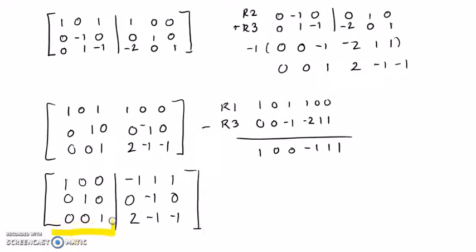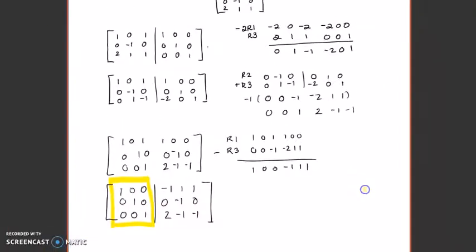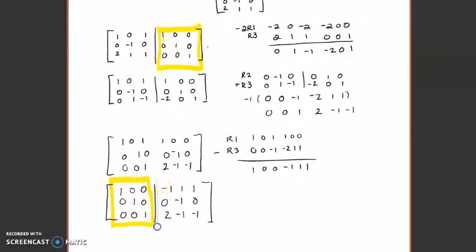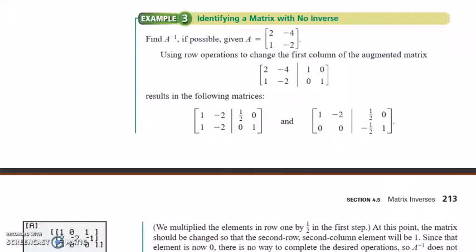And now this side, the left side, looks like the identity. Then this side here is my inverse. It's important to point out that not every matrix has an inverse. Sometimes you just can't reduce this to the identity.